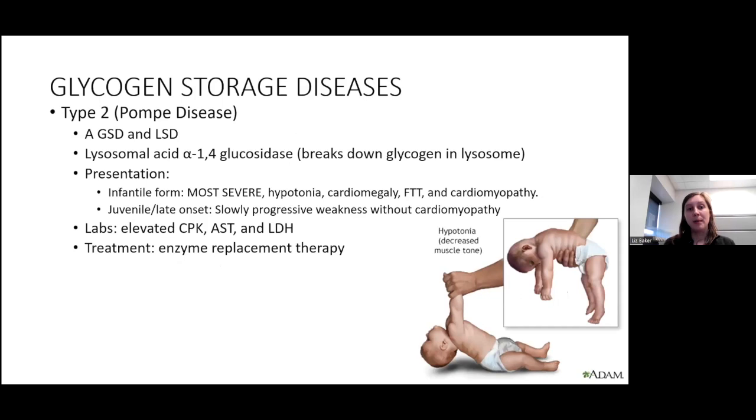Type 2 is Pompe disease, which is unique because it's both a glycogen storage disease and a lysosomal storage disease. Basically, lysosomal acid alpha-1 glucosidase breaks down glycogen in the lysosome. Their presentation is both infantile and juvenile or late onset. The infantile is the most severe with hypotonia, like you see in the picture below, cardiomegaly, cardiomyopathy, and failure to thrive. Usually these patients will pass away within a year if they're not treated. Juvenile late onset is slowly progressive weakness without the cardiomyopathy, and there are major variations among what that looks like.